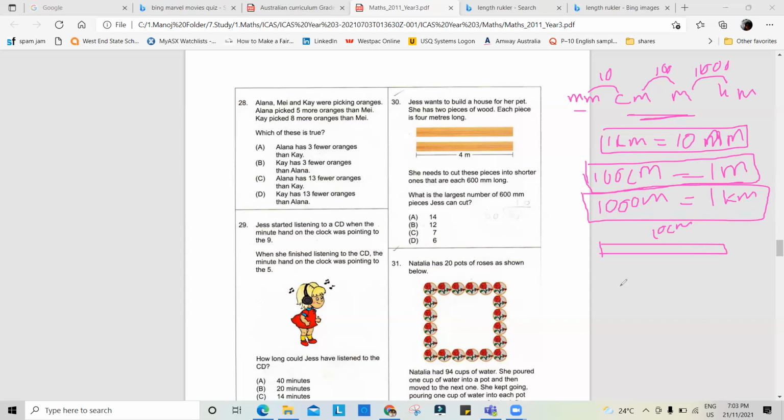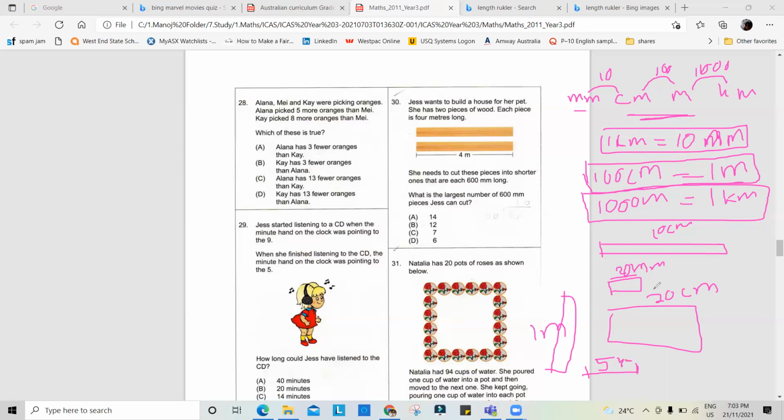Now, say your pencil or maybe your eraser, it may be 20 millimeters, right? Maybe your computer is maybe 20 centimeters. You know your height, maybe 1 meter, right? And your house to your school, maybe 5 kilometers, right?